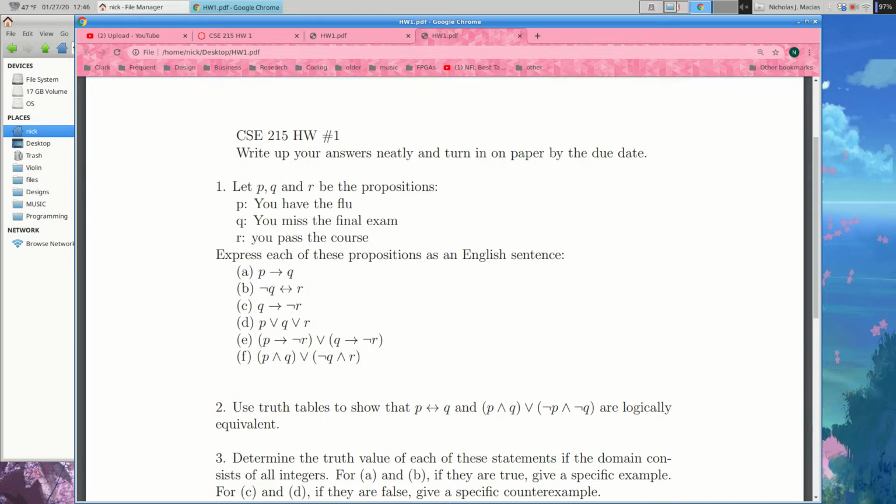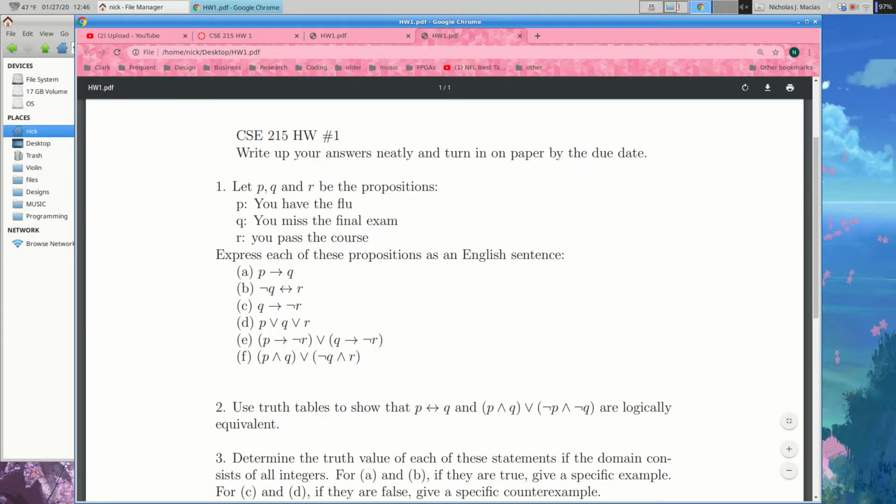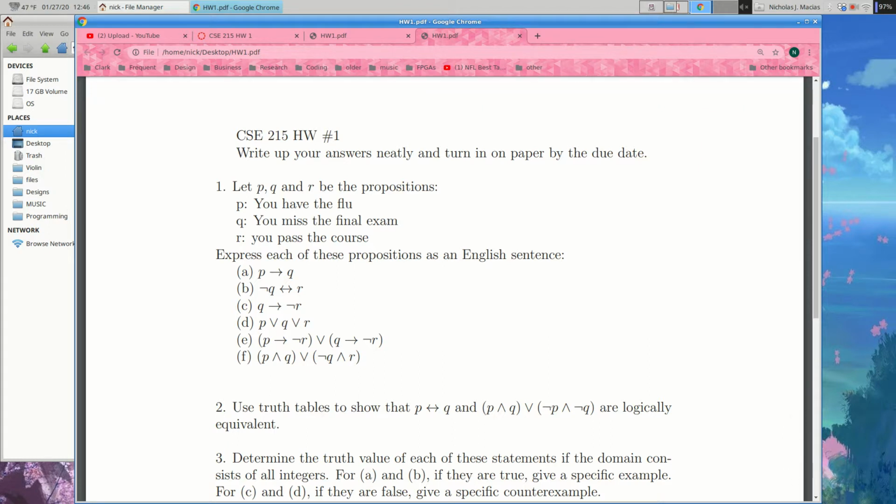Alright, so question 1, you had 3 propositions, P, Q, and R, and then you were asked to write these other things as English sentences. And the main thing to remember here is that when you have an arrow like P arrow Q, that means if P, then Q. And you can really very literally just write down if, and then put in what P says, then put in what Q says. And sometimes the wording will be a little strange, but if you have the flu, then you miss the final exam. It's exactly what P arrow Q means.